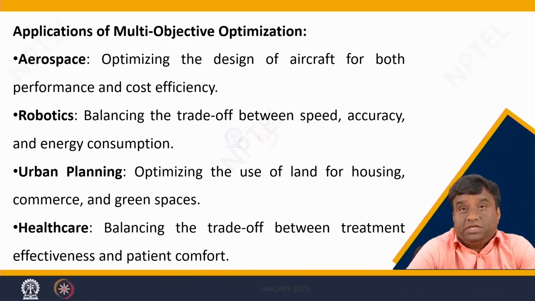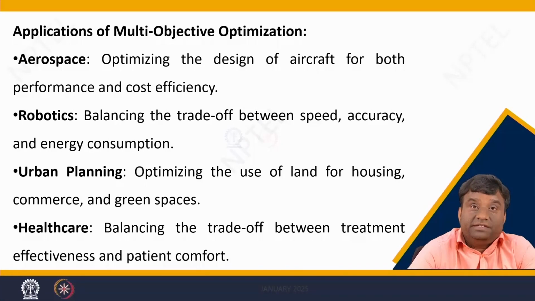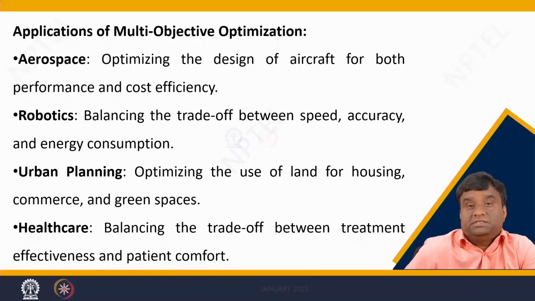Applications of multi-objective optimization. Optimizing the design of aircraft for both performance and cost efficiency. Robotics: balancing the trade-off between speed, accuracy, and energy consumption. Urban planning: optimizing the use of land for housing, commerce, and green spaces. Healthcare: balancing the trade-off between treatment effectiveness and patient comfort.